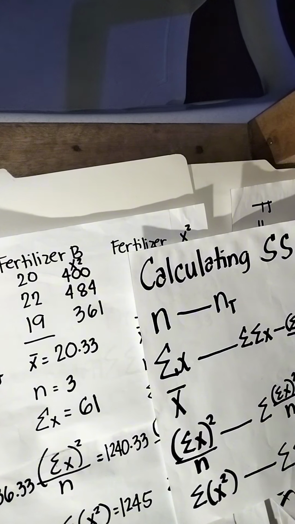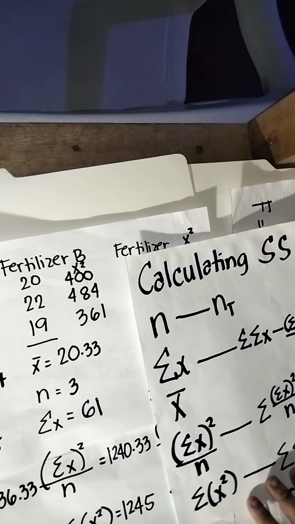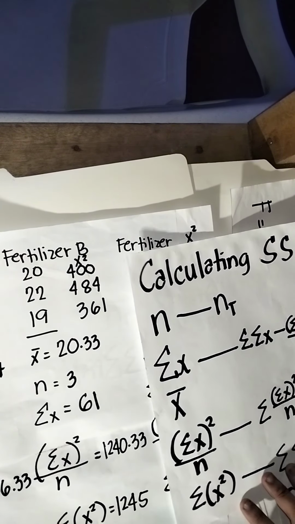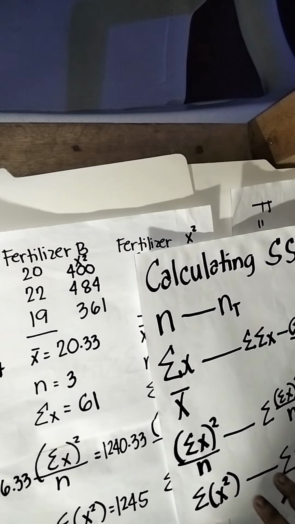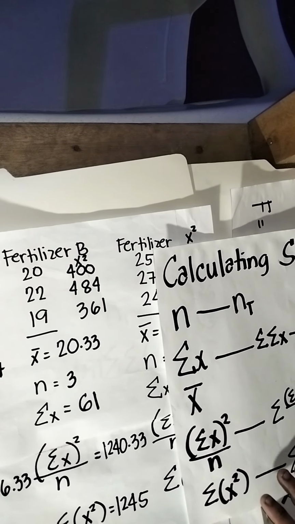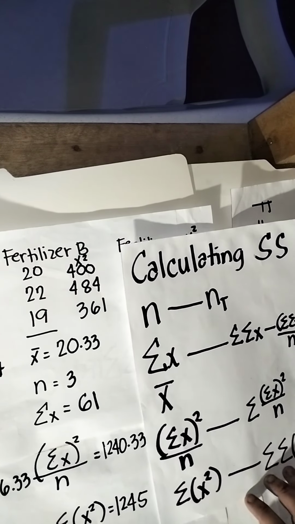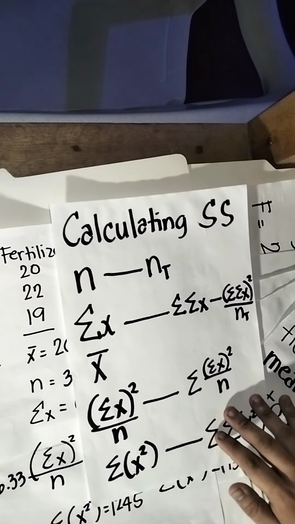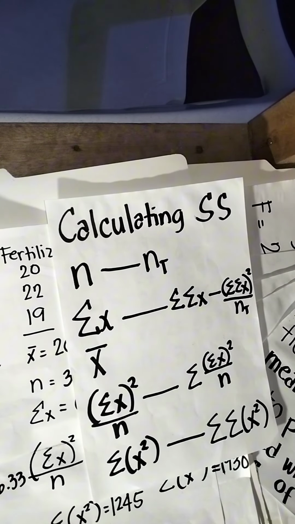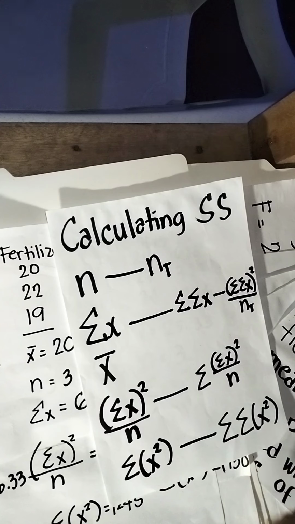Okay, now we will be doing the same process. Do we have the value of our summation of x? Yes, it is 61. So we raise it to the power of 2 divided by n. So we will be getting this value, 1,240.33.